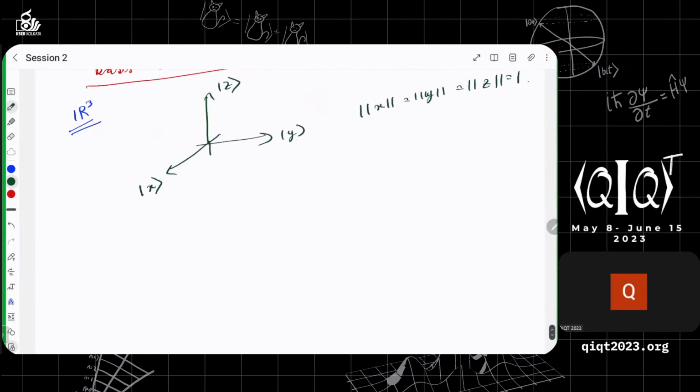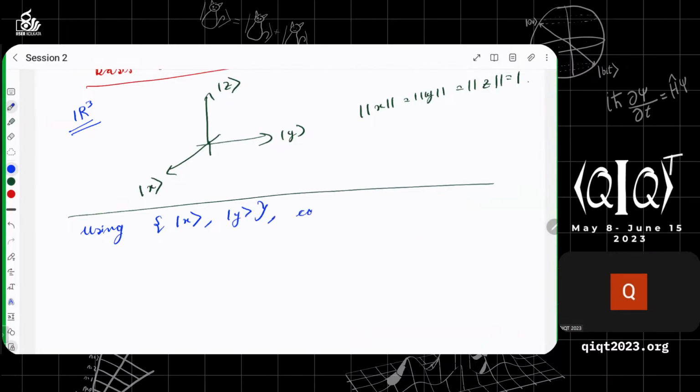Now, I'd like to ask you the question: whether using only X and Y, can you go to any point in R3? That's the question.